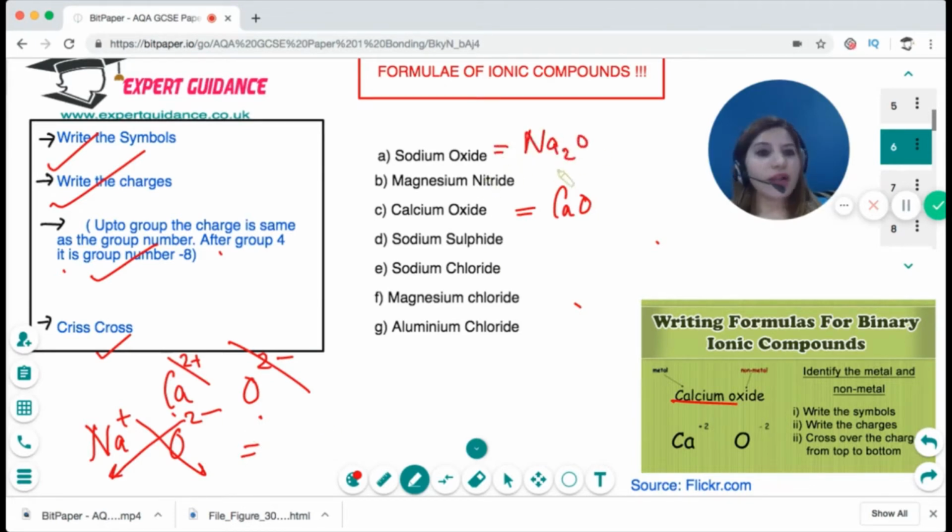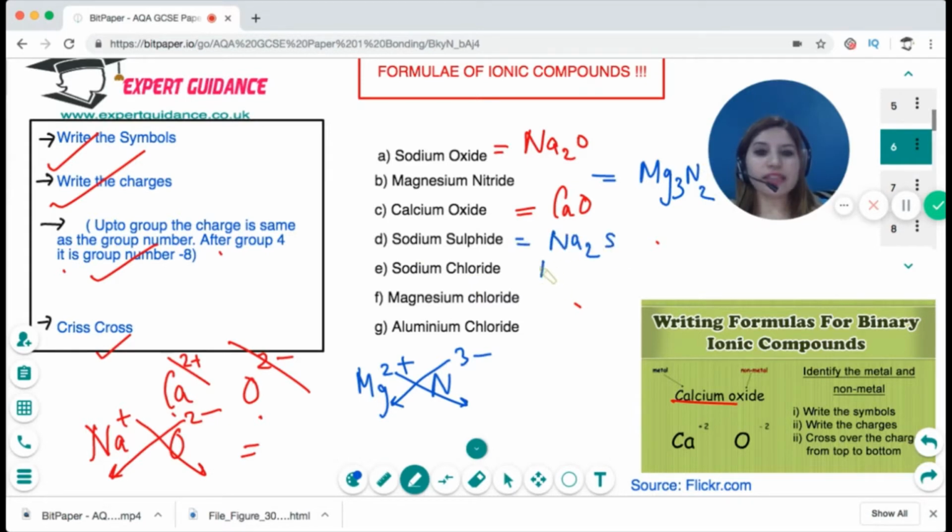Then work out magnesium nitride. Magnesium is group 2, so that is 2+. Nitrogen is group 5. 5 take away 8 is -3. And then you do the crisscross. 3 of nitrogen comes underneath magnesium. 2 of magnesium comes underneath nitrogen. So this is Mg3N2. Okay, so please try all of them and then you should get sodium sulfide to be Na2S, sodium chloride to be NaCl, magnesium chloride to be MgCl2 and aluminium chloride to be AlCl3.